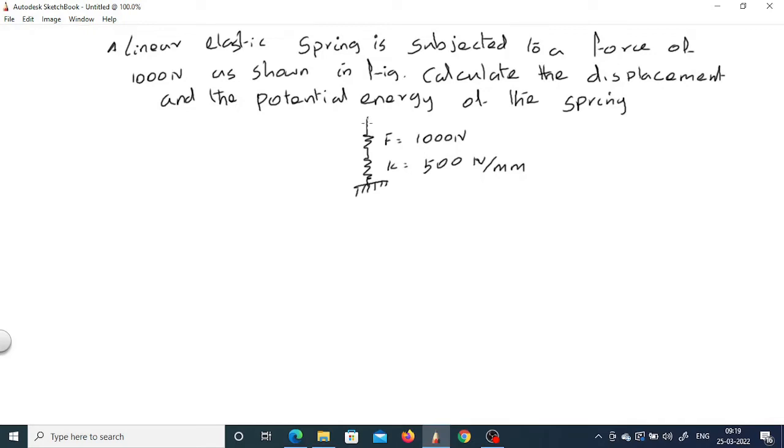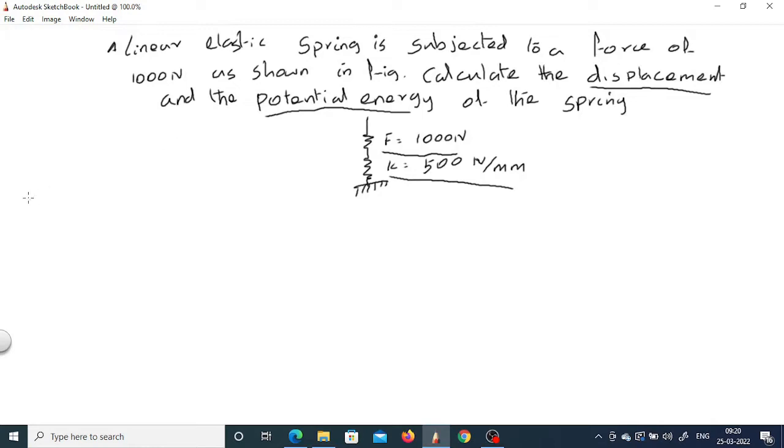So the given data are: force F is equal to 1000 Newton, and the spring stiffness K is equal to 500 Newton per meter. And in the problem they ask us to calculate the displacement and the potential energy with the Rayleigh-Ritz method. So these are all the questions.